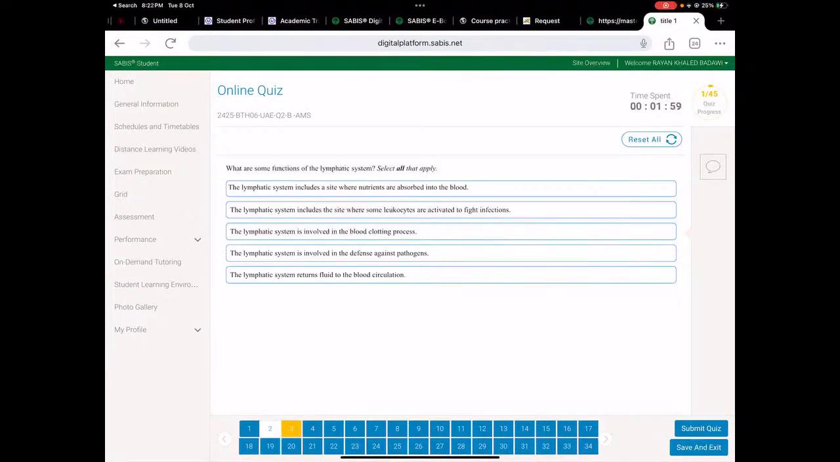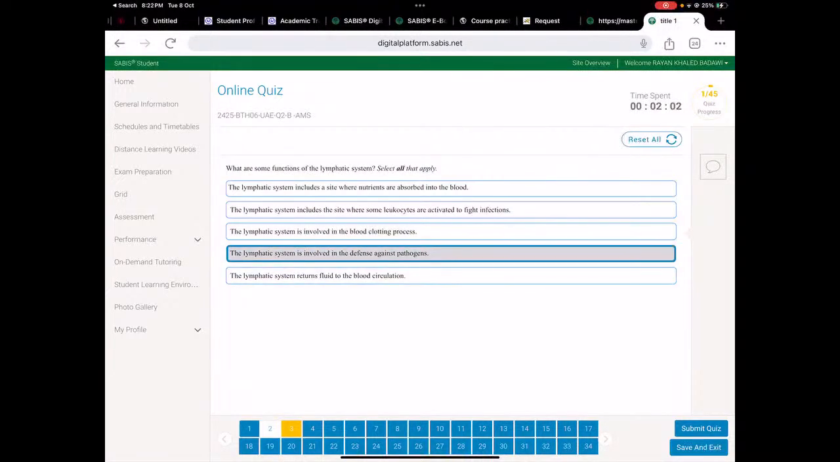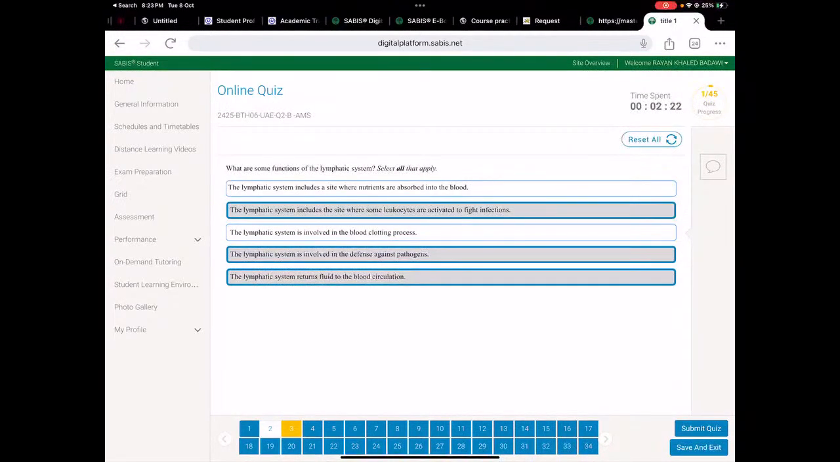Okay, what are some functions of the lymphatic system? We said involved in the defense against pathogens. It returns fluid to the blood circulation. Is it involved in blood clotting? No. What did we say is involved in blood clotting? We said platelets are involved in blood clotting. Okay. The lymphatic system includes the site where that is correct. Remember we said the spleen and lymph nodes. And includes the site where nutrients are absorbed into the blood. No, they're not absorbed in the blood in a certain way. So it's just those 3, okay?